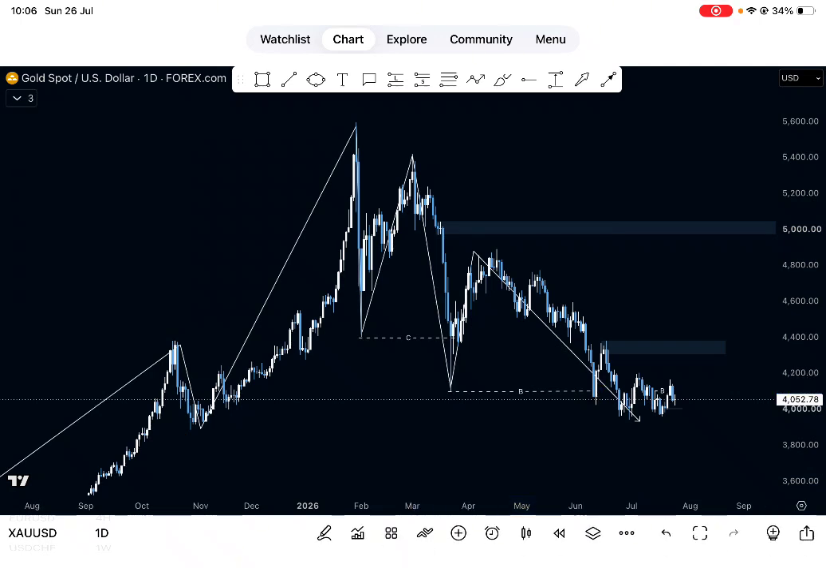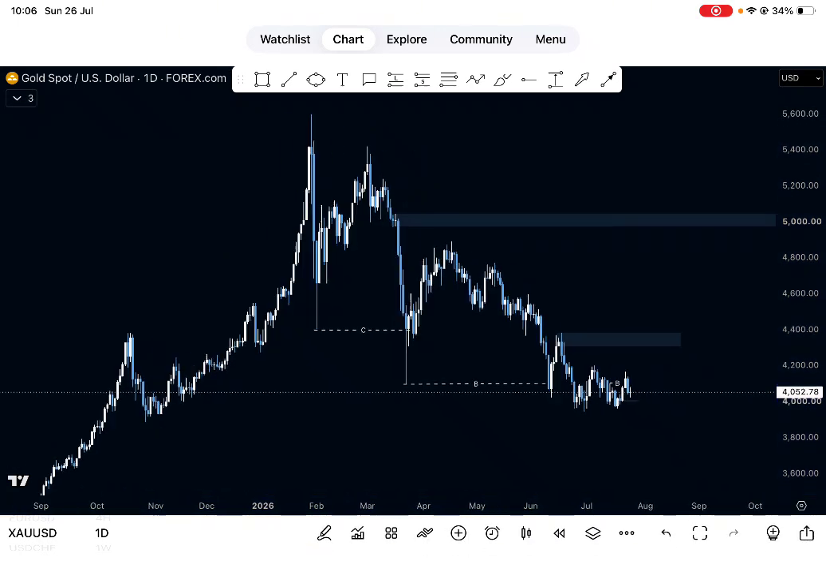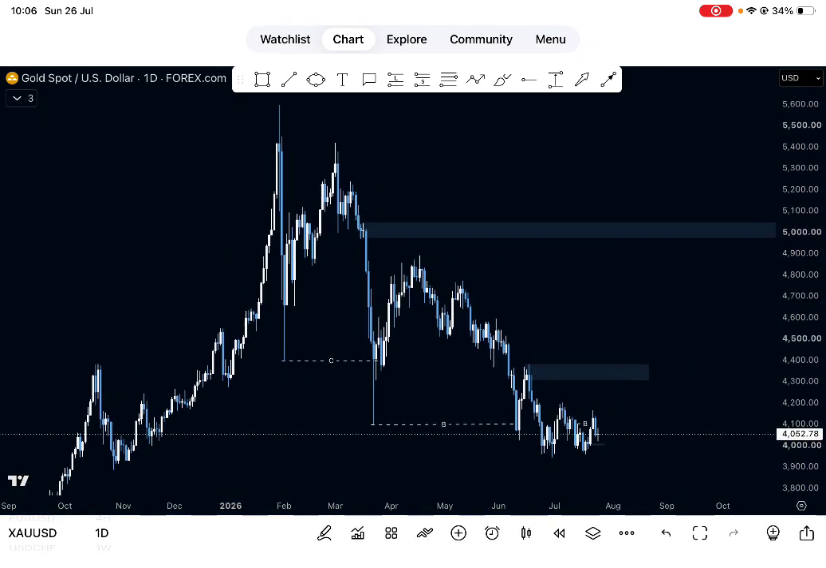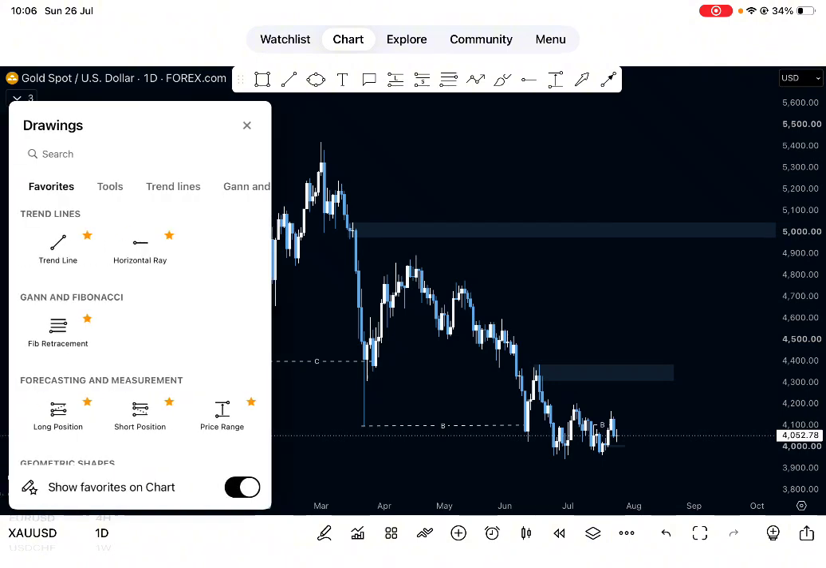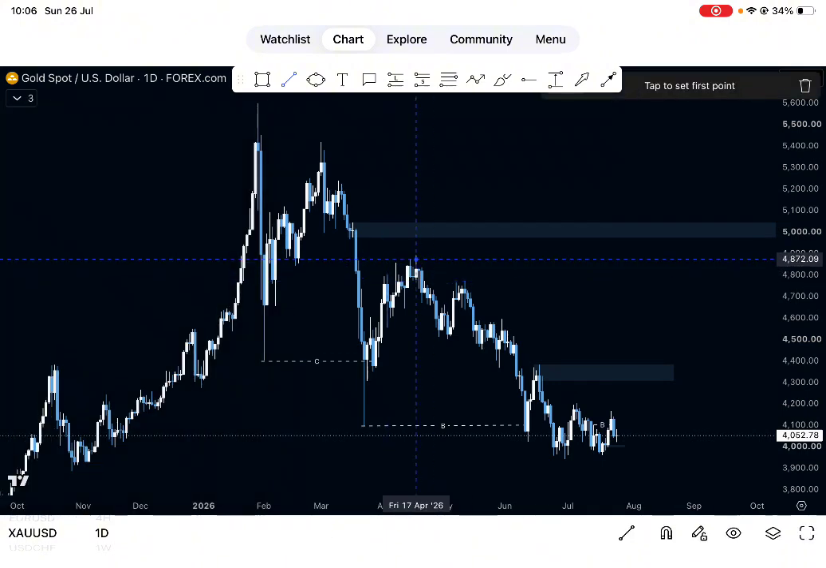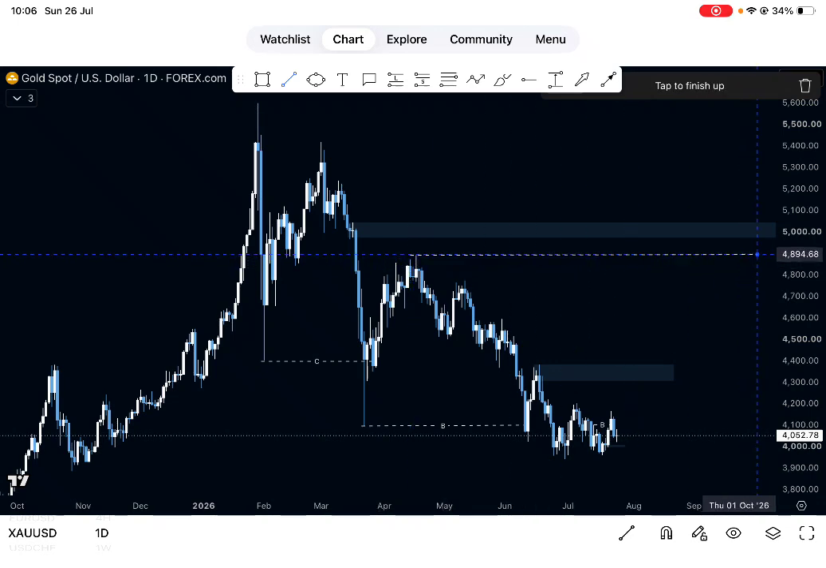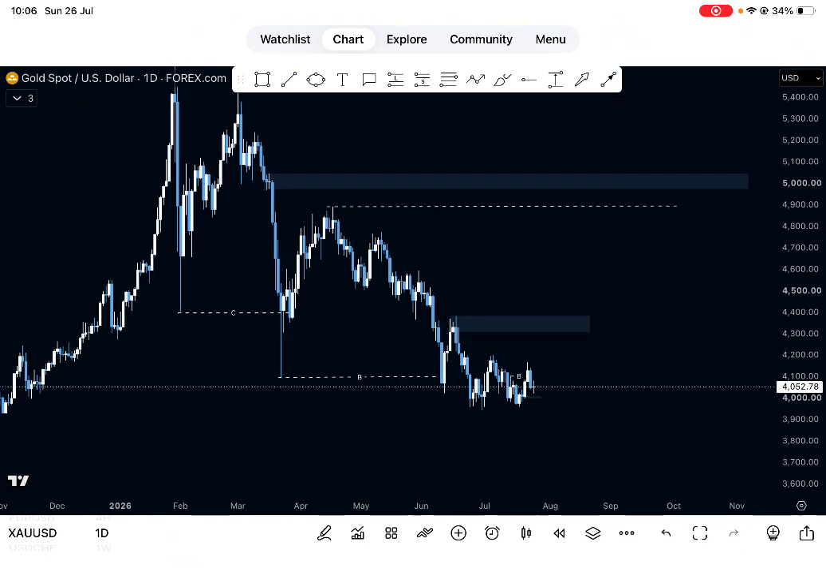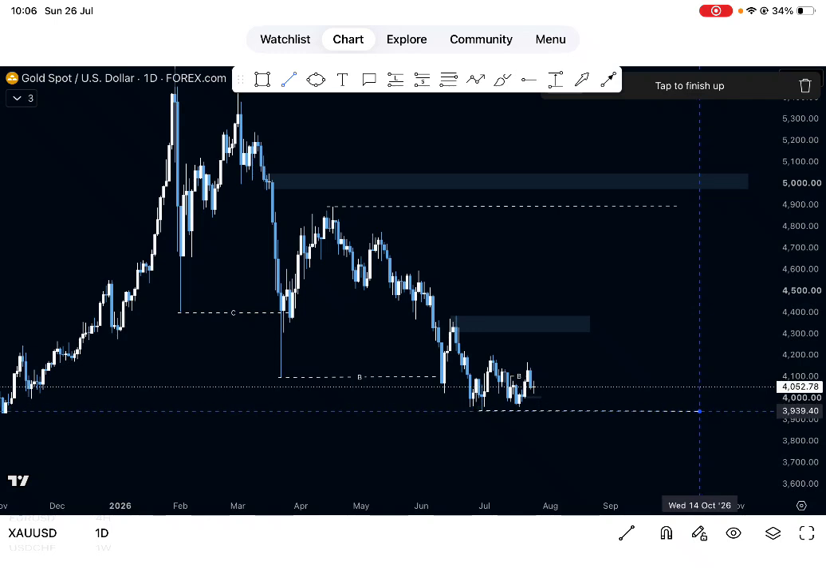So currently the daily is bearish. And yeah, the daily is bearish, as we can all see. And this is the last swing high on the daily time frame. This is the last swing high. This will be the low, the last swing low on the daily.